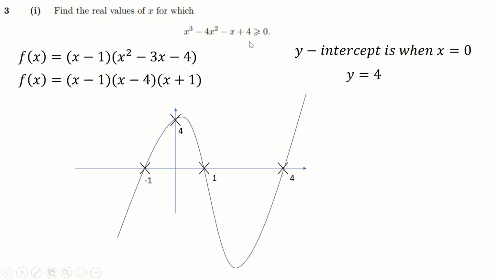And now we have to say, well, when is this curve greater than 0? Well, it's clearly greater than 0 between minus 1 and 1, when it's above the line here, and when x is greater than or equal to 4. That's when it's all above 0. And that's the answer to part 1.